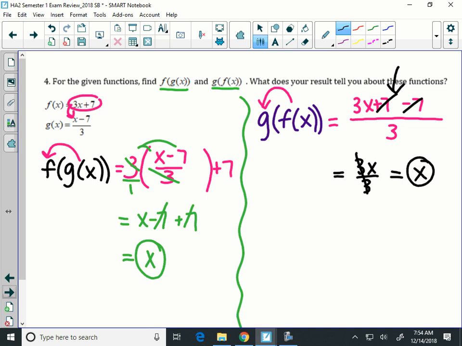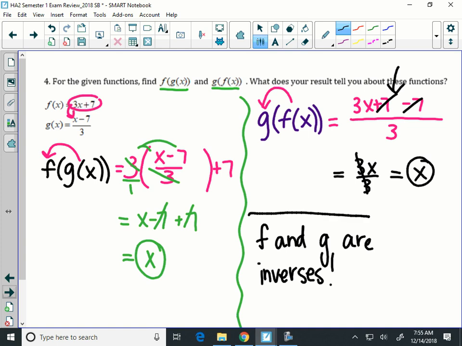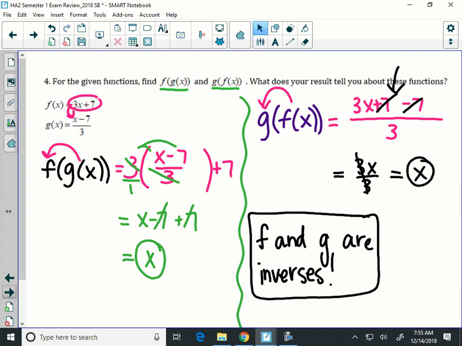Now, here's what you have to remember. It says, what does this tell you about the composition? Well, if I do two compositions, they both give me the result of x. That means that f and g are inverses of each other. Okay? So you just found, or verified, did a math proof, if you want to call it that, that the two functions f and g are inverses.